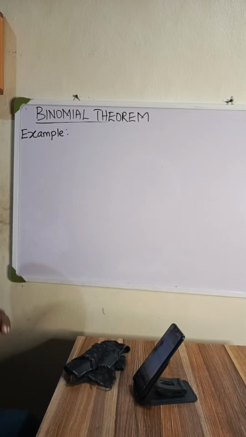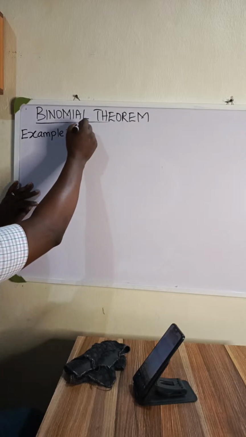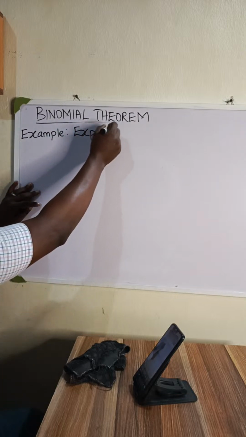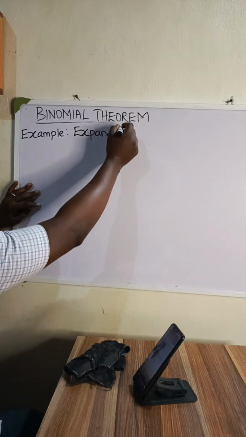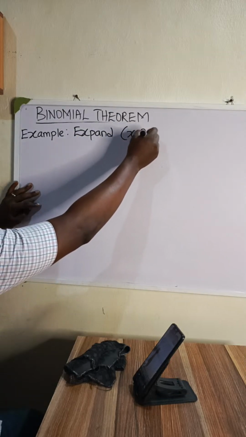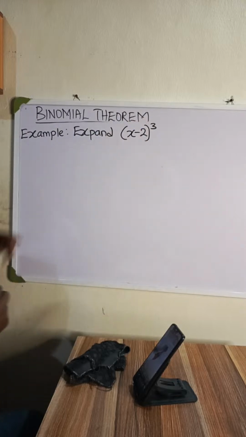So this first example, as I said, is very easy. You can just expand it easily, but we want to start with something easy before we go to something more complex. So expand (x minus 2) to the power of 3. (x minus 2) to the power of 3.